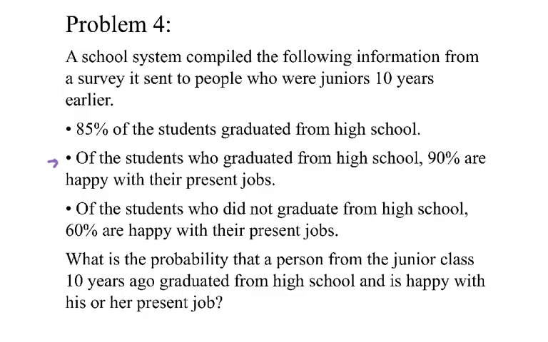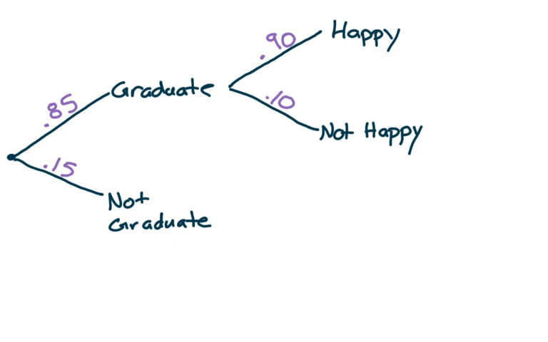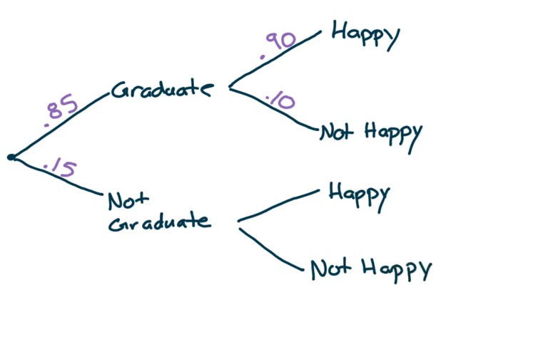Our last bullet point said of the students who did not graduate from high school, 60% are happy with their current job. So off my not graduate branch, I'm going to break this into happy and not happy. So if you do not graduate, you could either be happy or you could be not happy. Now it said that the not graduates are happy 60%. So the value of this branch is 0.60, which means the value of the other branch is 0.40.